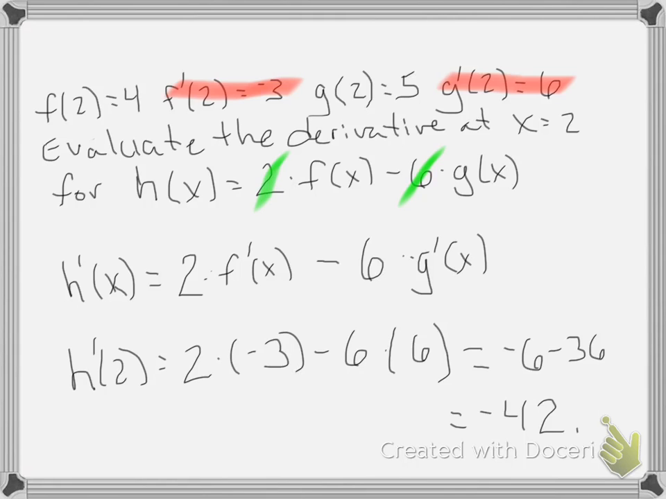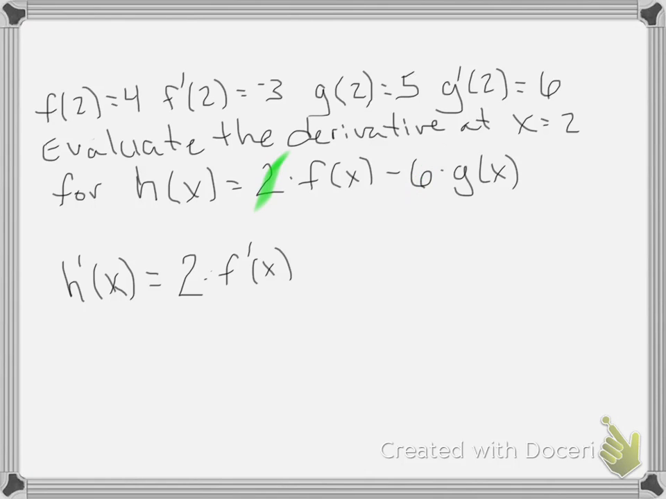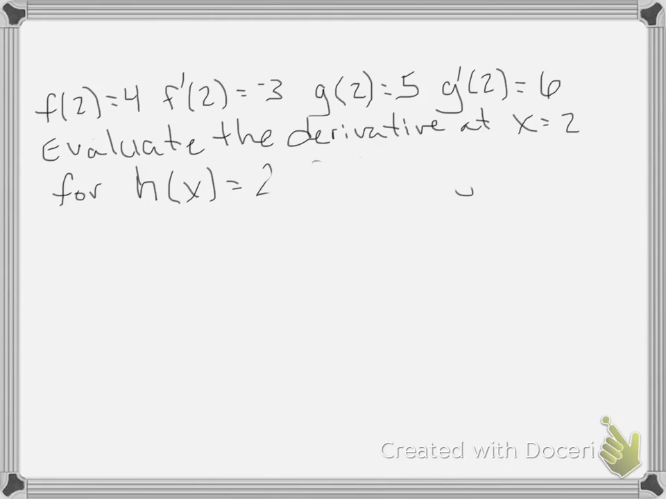Now, we can do this again, even if we have a different h of x. So, getting rid of everything that we did so far, what if I change h of x? What if I make h of x a little more complex and not just a quick 2 times f of x minus 6 times g of x?